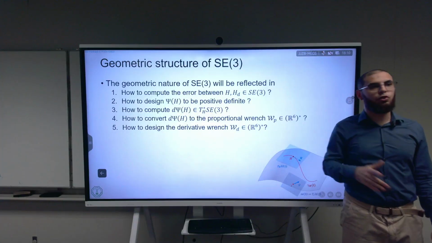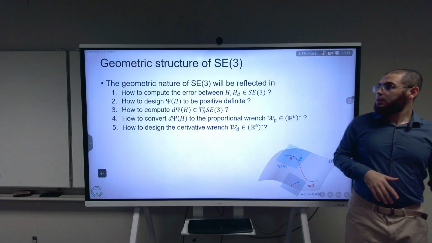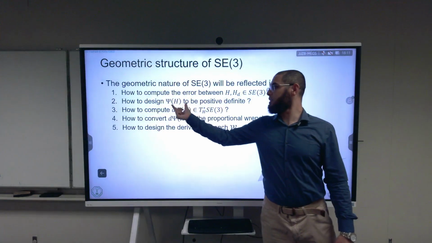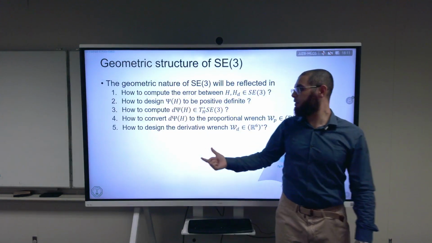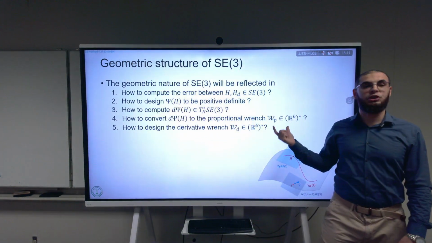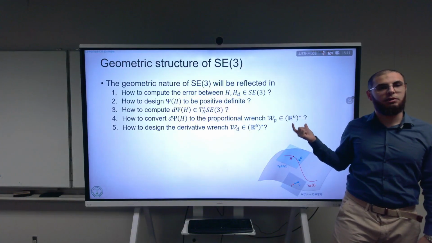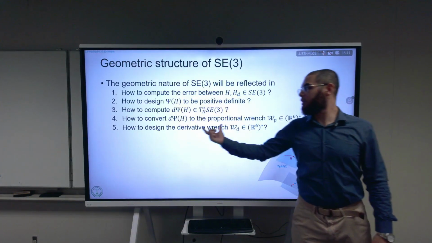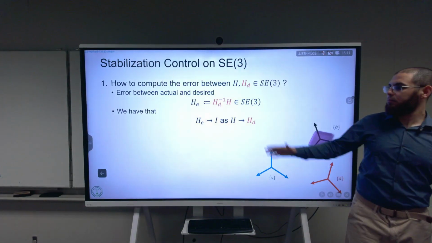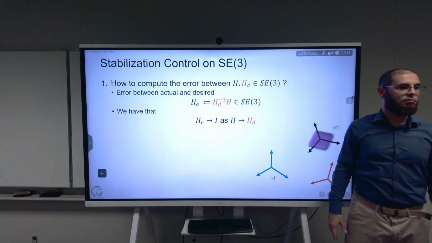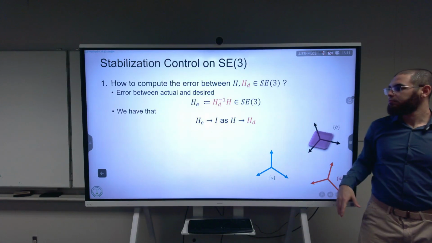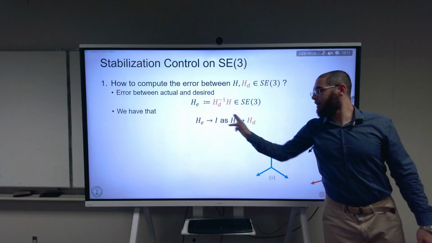That's exactly the recipe to go to SE3. We need an error function between H and H desired. We need to design psi of H so that it's positive definite, compute the co-differential, convert the co-differential to a proportional wrench, so we should get 6 numbers here, not 3. And we should calculate the derivative wrench in exactly the same way. So first term, this is the error function. Not transpose anymore, but the inverse. HE goes to identity as H goes to HD.